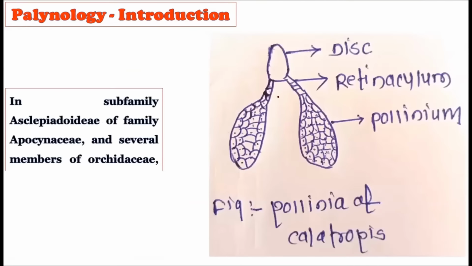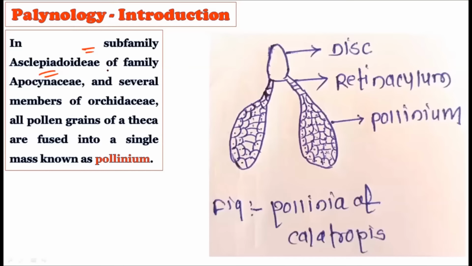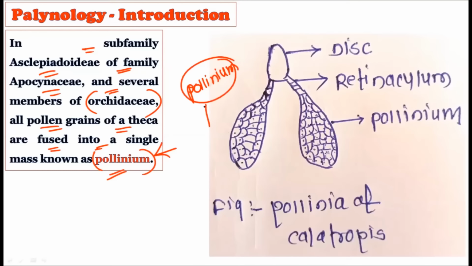Now consider this. In the subfamily Asclepiadoideae of the family Apocynaceae, and even in several members of the Orchidaceae, all the pollen grains of the theca are fused into a single mass known as the pollinium. So if you are done with the monad, dyad, tetrad, or polyad, after that there is even a condition which is called the pollinium. And remember, this term is very important from the examination point of view, because UPSC can ask you to describe what is pollinium. Pollinium is the condition in which you will find a mass of pollen grains sticking with each other.